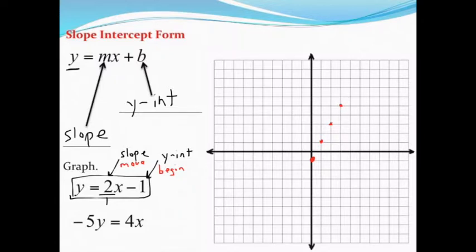You could also count down 2, but just make sure your run is -1. And you can continue finding points in that way, in that direction. If you think about why that's allowed, think about -2 over -1, and what would that simplify to? Well, just a +2 over 1, so it's the same slope.